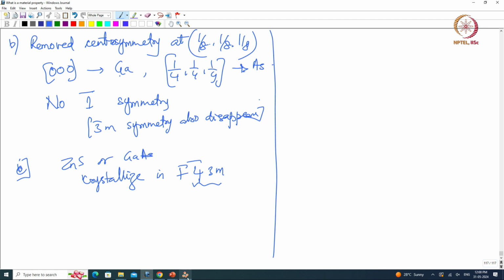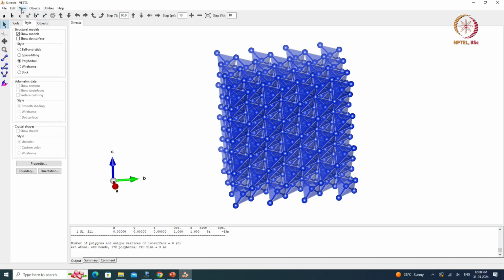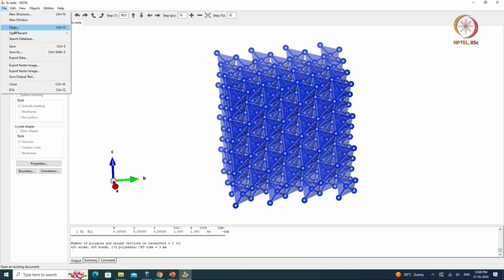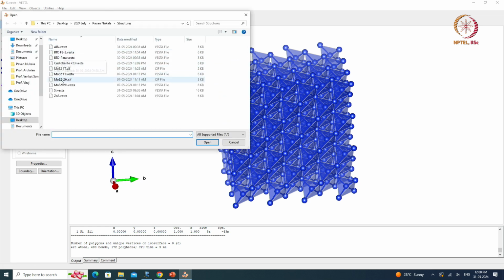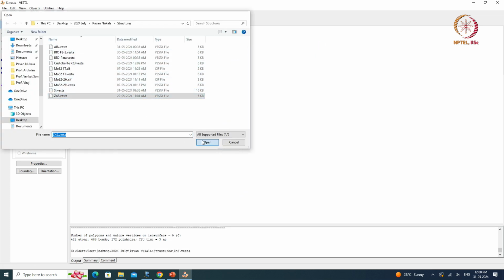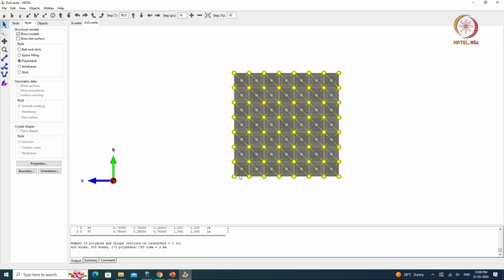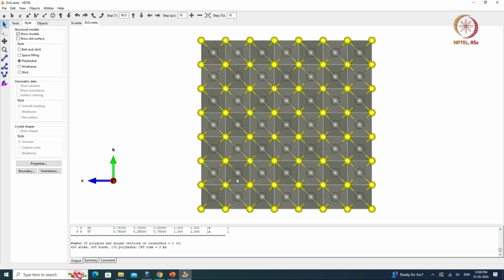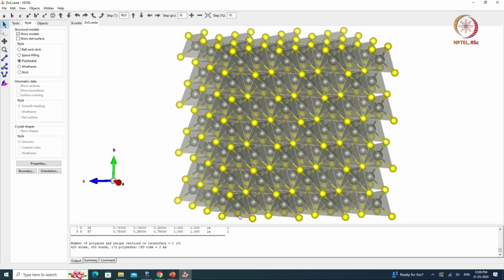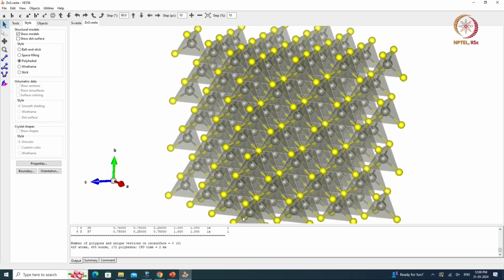So I can visualize that, I think we have seen it earlier. Let us open, where is the zinc sulphide? So this is zinc sulphide. Now this is zinc and this is sulphur. I can zoom it up. Earlier, the zinc to sulphur bond, the center of that bond was an inversion center, but now it is no longer an inversion center. I have removed the inversion symmetry from this crystal.